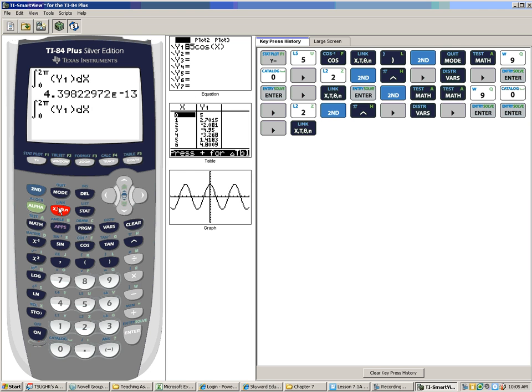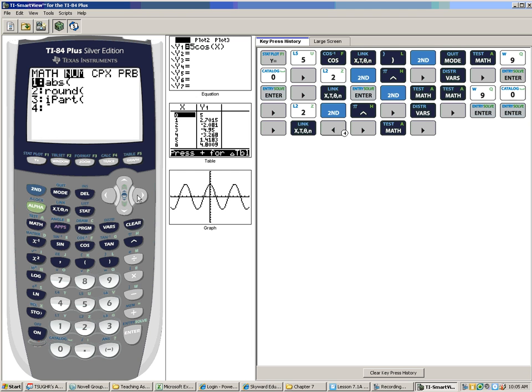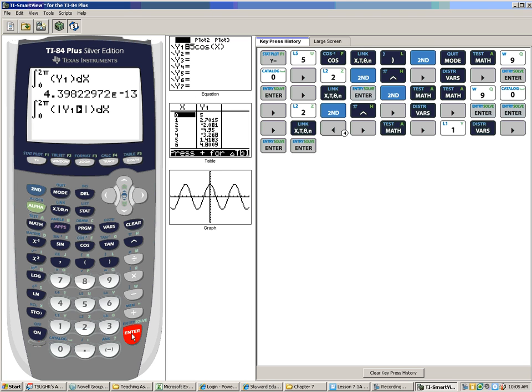Okay? Now, I've got to go back. I'm going to put absolute value bars around this, right? So I'm going to go math over to the number 1 for ABS. Then I'm going to call up the y1 function. Okay?